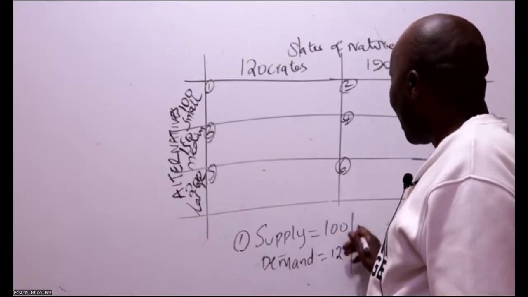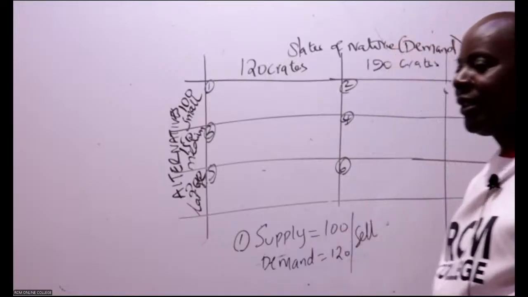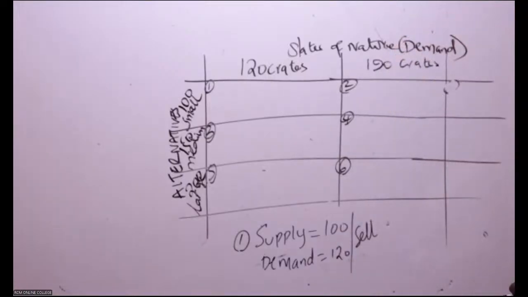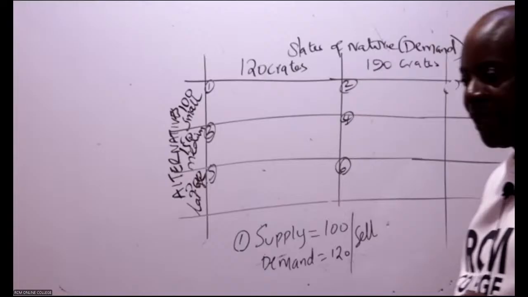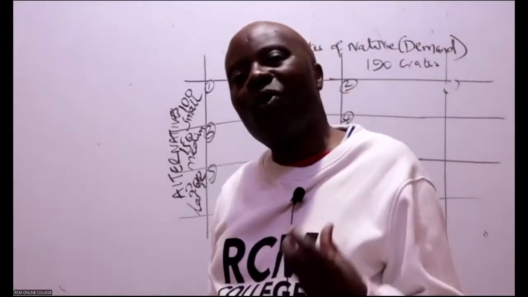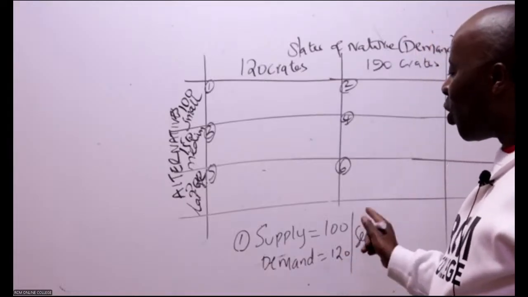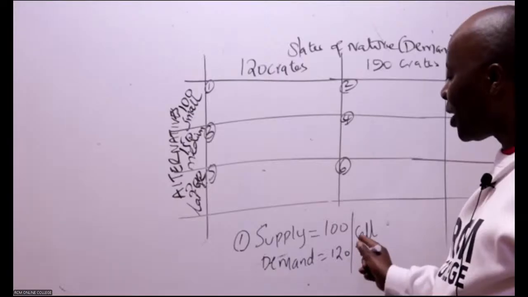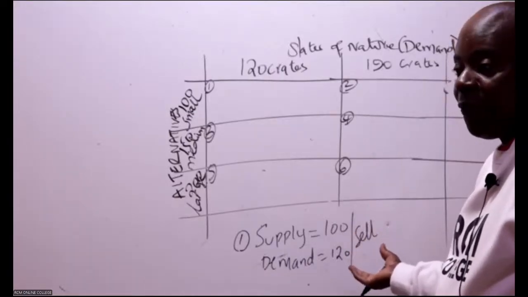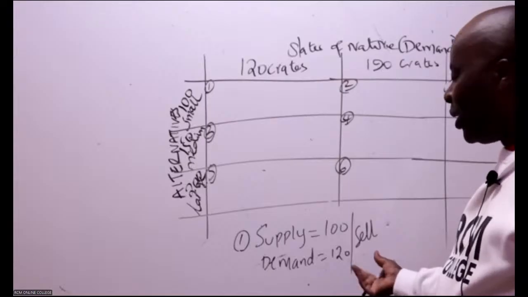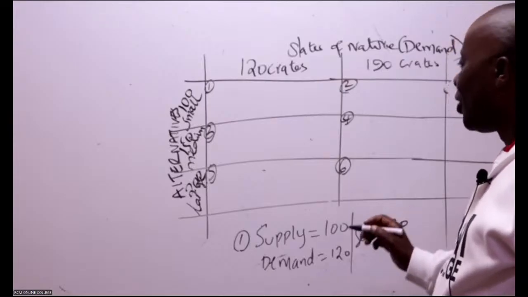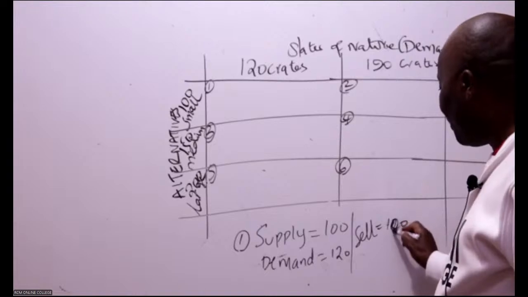So tell me, how many units will I sell? You always compare the supply versus the demand. The lower will always be what you work with. The lower is what is effective because you can't sell what you don't have. Don't tell me that because they have demanded 120, you are going to sell 120. I mean, do you steal? Are you a thief? No. So in this case, we sell 100.